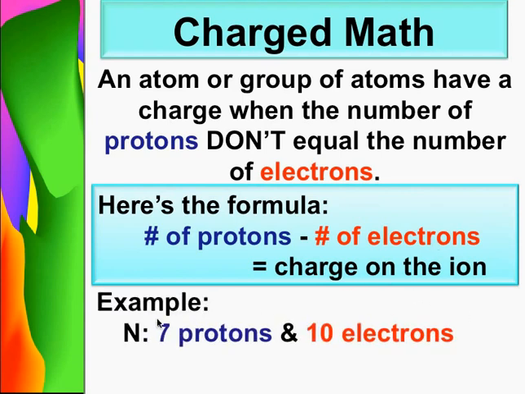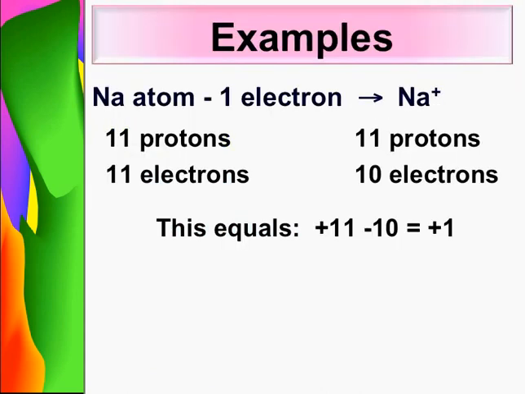For example, you've got an ion of nitrogen. Now, because it's nitrogen, it has 7 protons. Remember, ion, isotope, or neutral atom, if it's got 7 protons, it's nitrogen. And this particular ion has 10 electrons. So 7 minus 10, that means that this nitrogen ion has a -3 charge. So it's perfectly all right to get negative numbers on these.